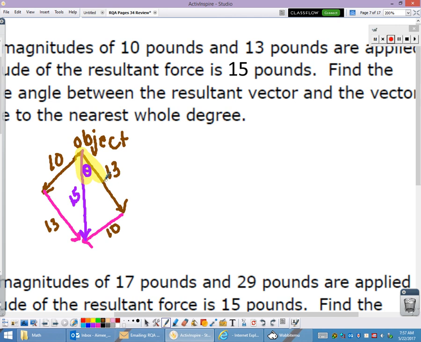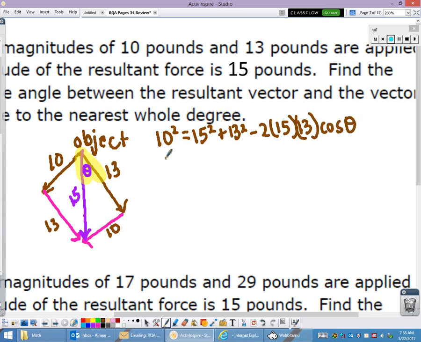So I always start with the side opposite of the angle I'm trying to find. So I'm going to say 10 squared equals 15 squared plus 13 squared minus 2 times 15 times 13 times the cosine of that angle I'm looking for. Okay? Then I'm just going to simplify. So 100 equals 225 plus 13 squared, which is 169, minus 2 times 13 times 15.